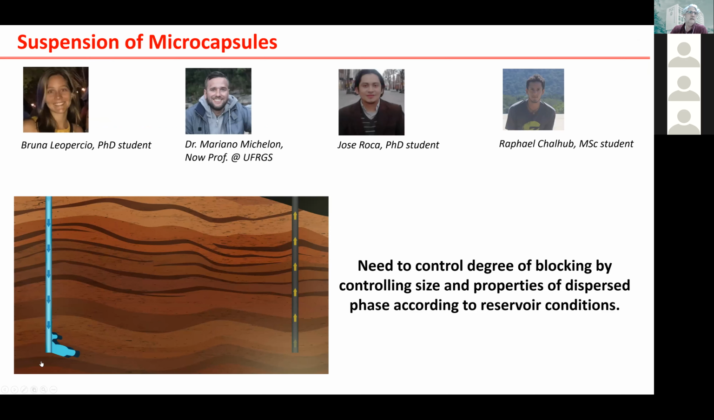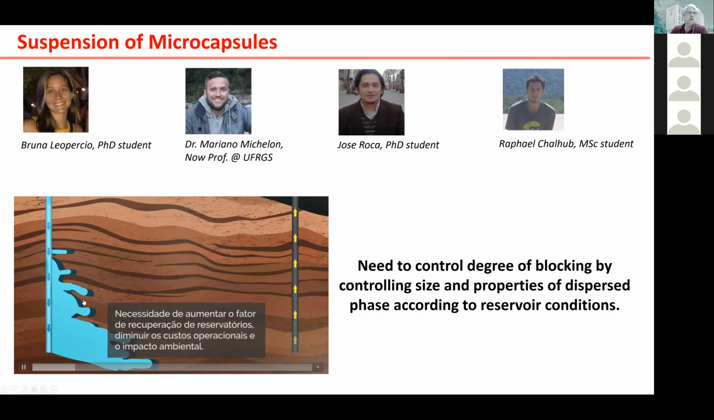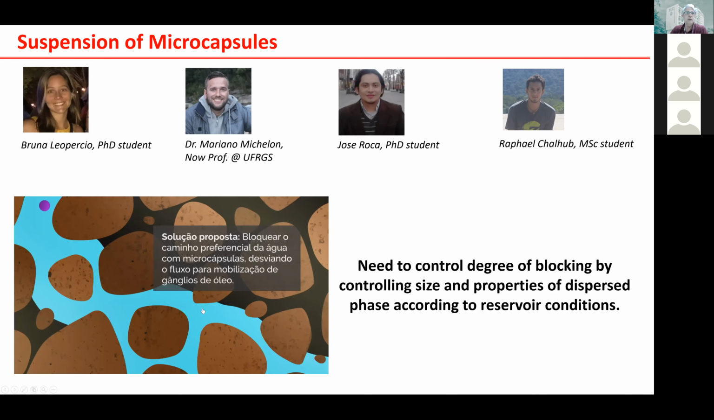So the basic idea is, playing this cartoon movie here, I apologize for some of the Portuguese, but if you're injecting water to displace the oil, the water would create a preferential path. So now all the water is flowing through this blue area, and all the black area, which are the pores occupied by the oil phase, the oil there is trapped.